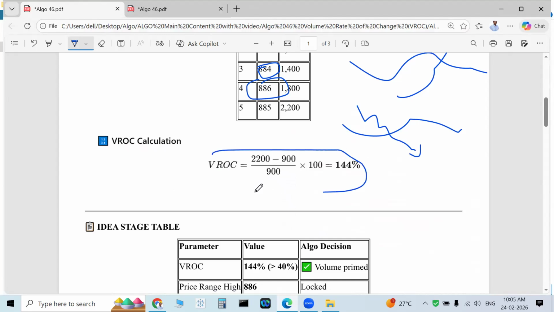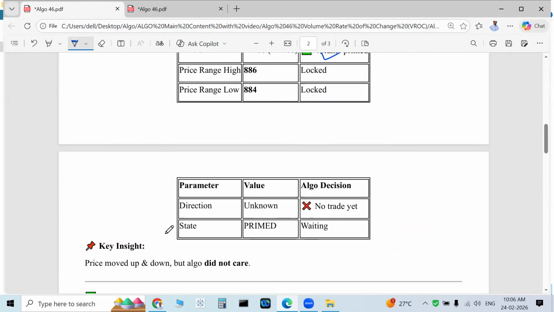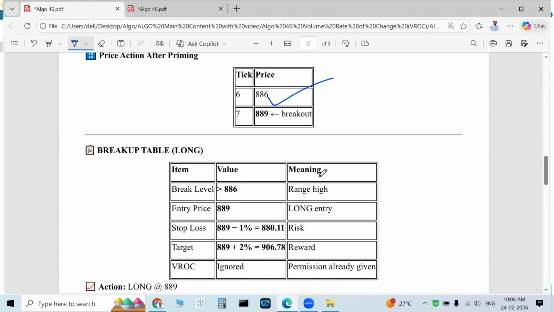So how will VROC be calculated? The highest volume minus the lowest volume, divided by the lowest volume. That will give you the percentage of VROC. Based on that, we are going to take the volume as the prime. If the price goes above the range we decided, we are going to trade. 1% is the stop loss, 2% is the target.